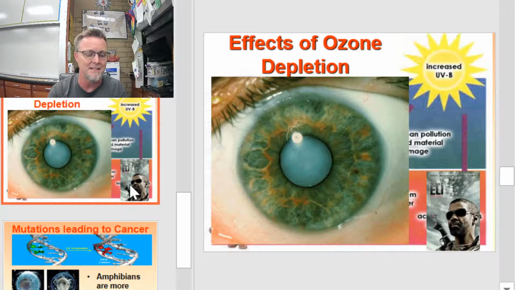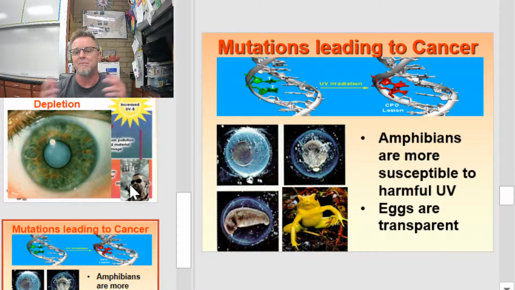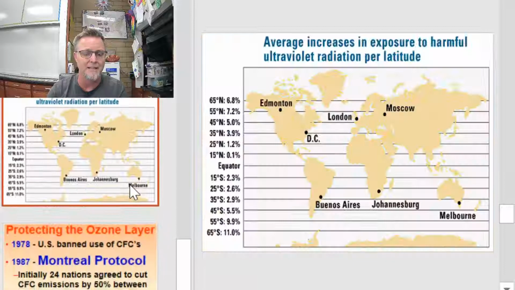What happens to us? Well, unfortunately, it's not pretty. Increased exposure to UVB and UVC damages the retina. It can lead to increased incidences of blindness and cataracts, skin mutations, skin cancer, crop damage. The list goes on and on. Mutations leading to cancer happen in human skin, but can also happen in lower life forms. Amphibians are more susceptible to harmful UV because their eggs are transparent, so we could lose amphibian life as a result of exposure to ultraviolet radiation.